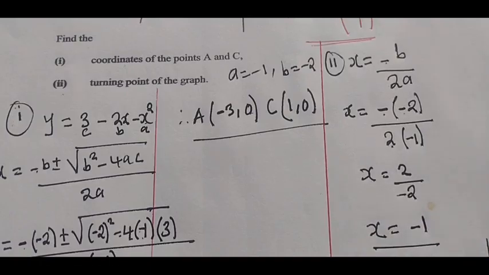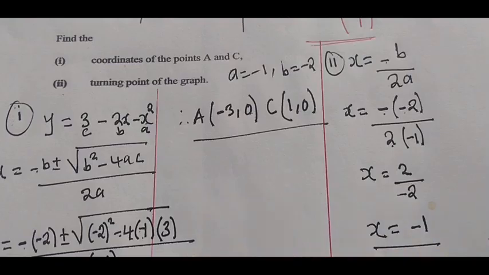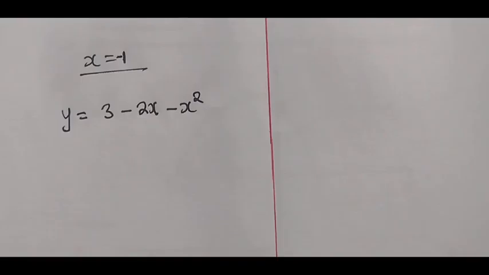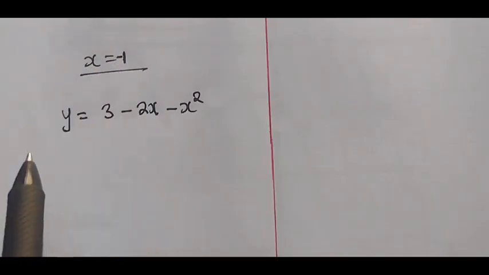Okay, so now there's need for us to find the y coordinate. So how are we going to find the y coordinate? To find the y coordinate is very easy as well. All right, so we have found that our x coordinate is -1. Then let us find our y coordinate.